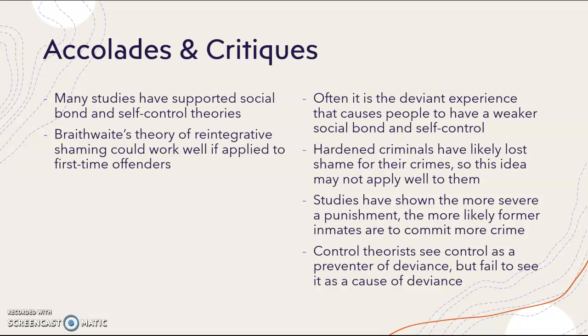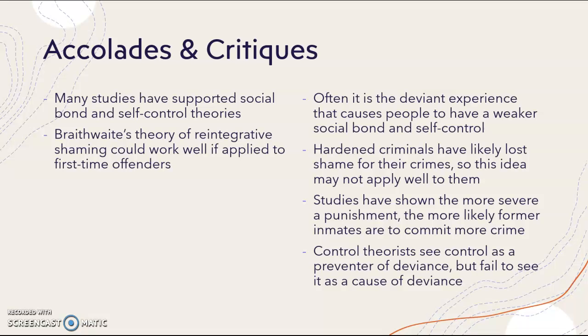Many studies have supported social bond and self-control theories. When looking at drug addicts or juvenile delinquents, it can be seen that they have weak social bonds and lower self-control. The issue with these studies, however, is that the studies do not look at where or how the deviance began. Often it is the deviance experience that causes people to have a weaker social bond and self-control.